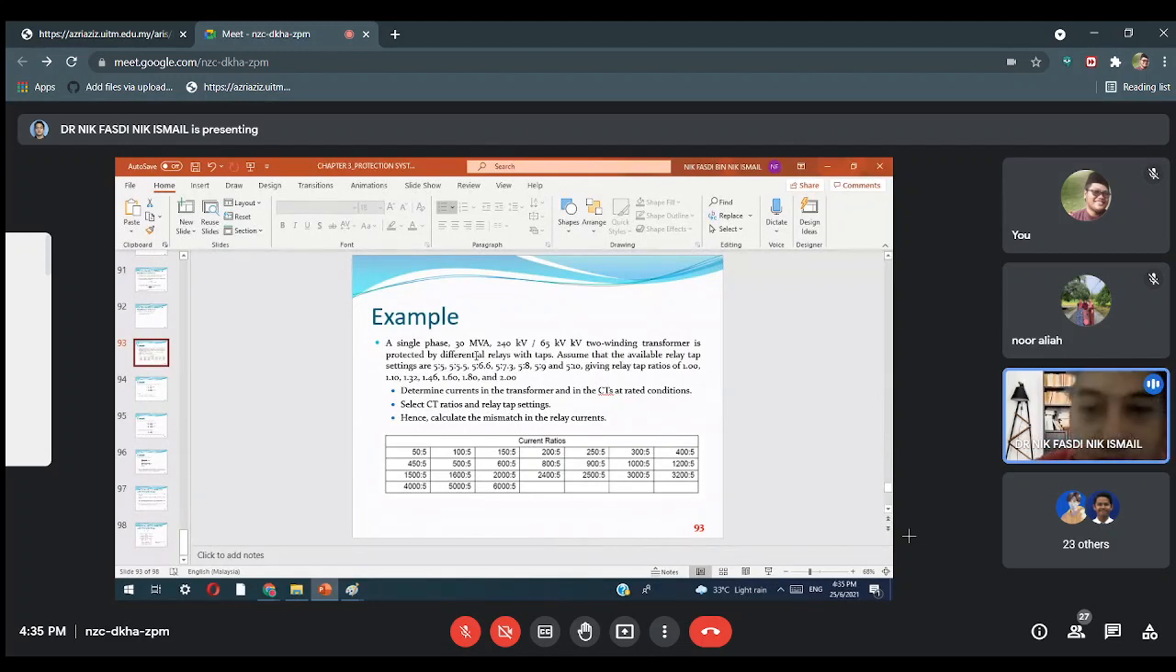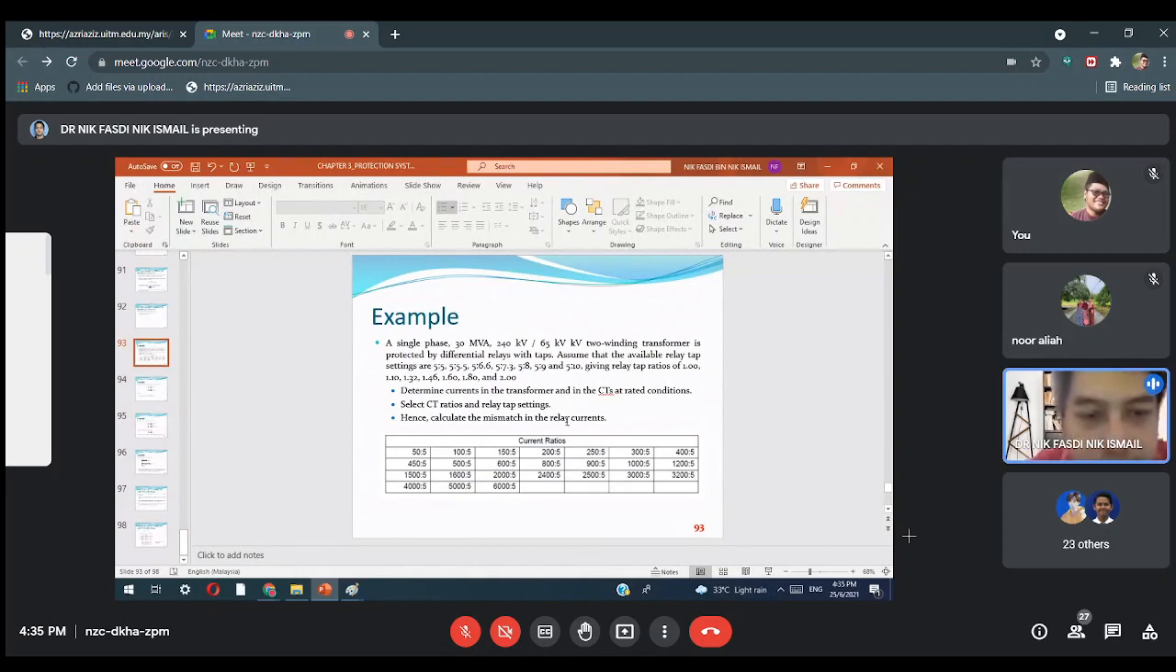Assume the available relay tap settings are as given. This is the tap setting, giving the tap ratio. Determine the current in the transformer and in the CT at rated condition. First, find this current. Select the CT ratios and relay tap setting. Hence calculate the mismatch in the relay current.